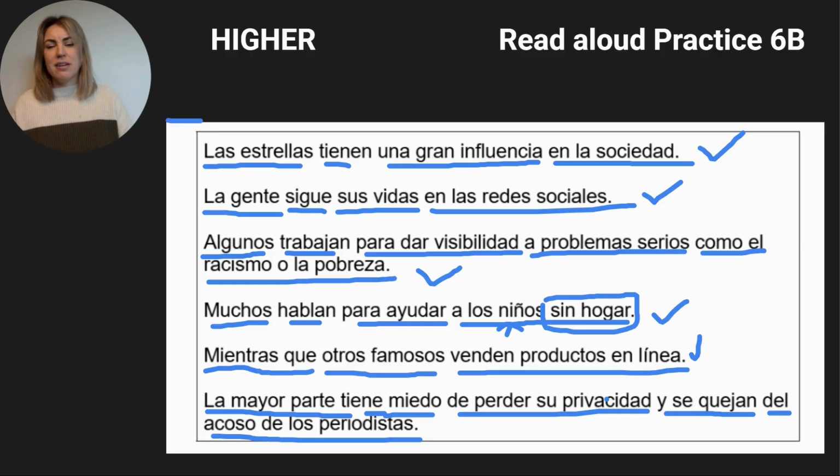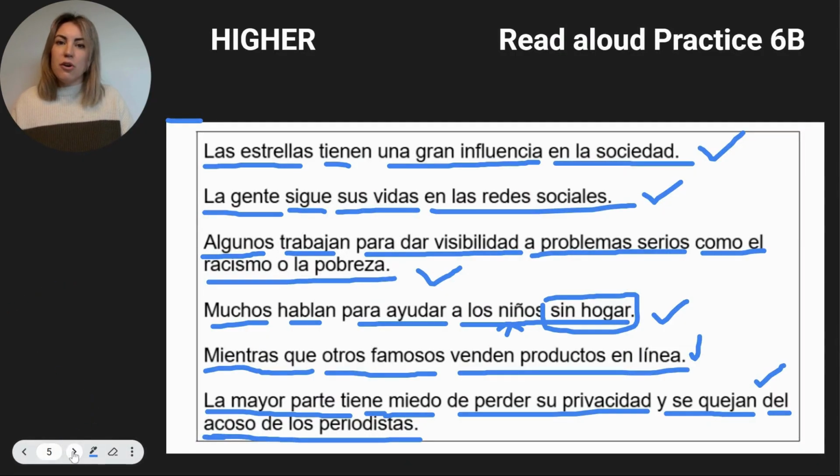Super tricky, this one. If you get this right, kudos. You're doing a really good job. It's more like A-level stuff. And they complain about the journalists harassing them or harassment, acoso. Okay? Bueno, this was very tricky. So if you got half of it, that's already really, really, really good. And if not, hopefully you learned some vocabulary that you can use.